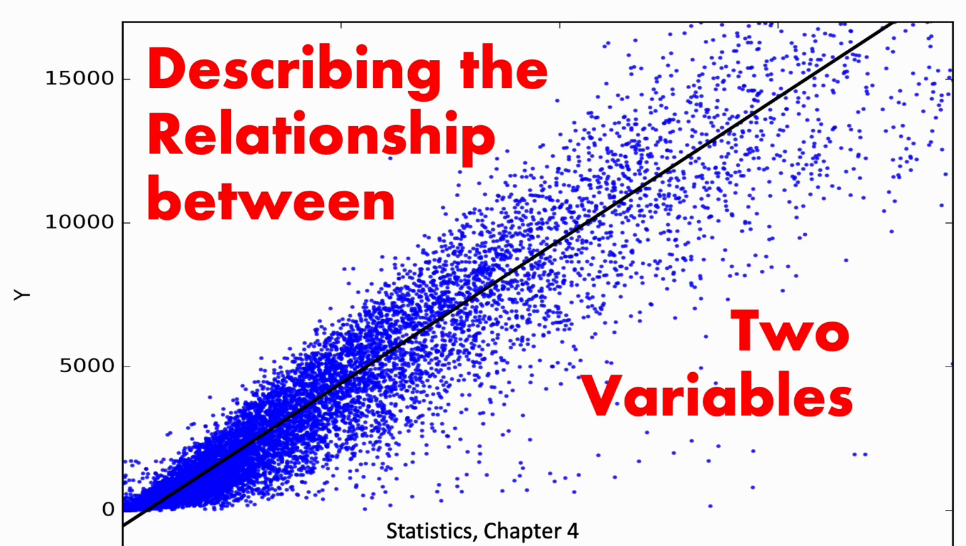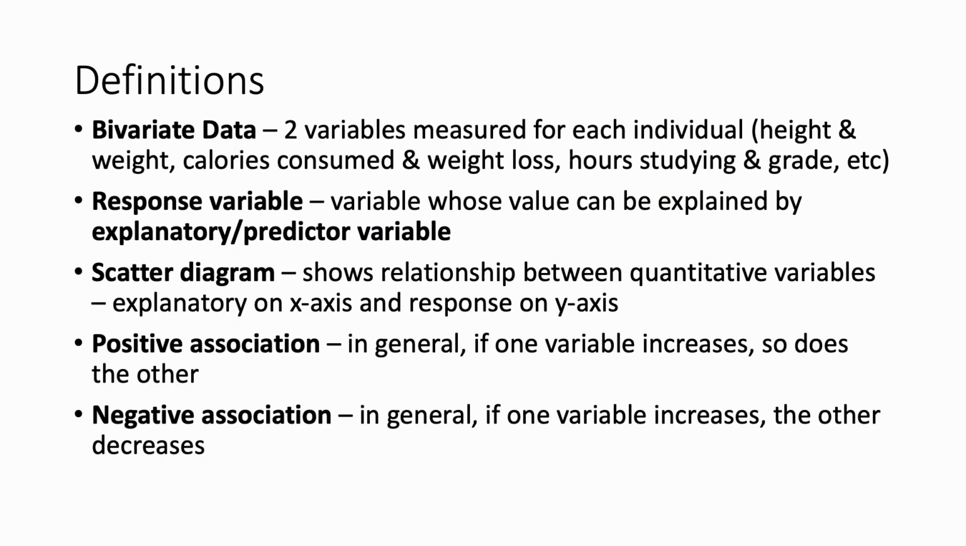This is a quick review of Chapter 4 in Statistics. It describes a relation between two variables. First, some definitions. Bivariate data is new for this chapter. That means there are two variables being measured for each individual. Before, we just had lots of individuals with one variable.